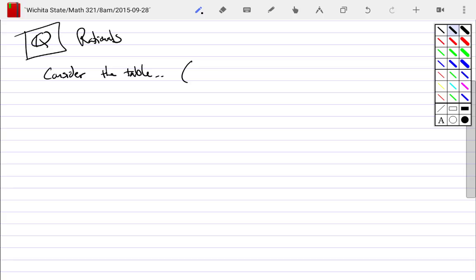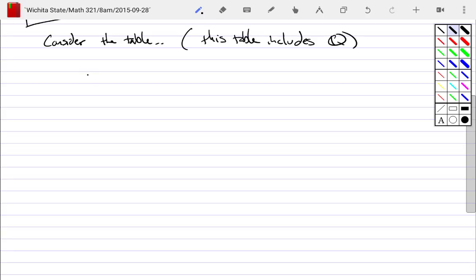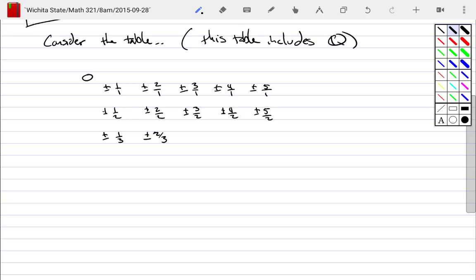And so we could consider the table, which includes Q. It's actually larger than Q, and we'll see why here in a bit. So what I'll do is I'll just have 0, and then I will have plus or minus 1 over 1, plus or minus 2 over 1, plus or minus 3 over 1, plus or minus 4 over 1, plus or minus 5 over 1. I have no idea why I wrote a 6. Plus or minus 1 over 2, plus or minus 2 over 2, plus or minus 3 over 2, plus or minus 4 over 2, plus or minus 5 over 2, 1 over 3, 2 over 3, 3 over 3, 4 over 3, 5 over 3.